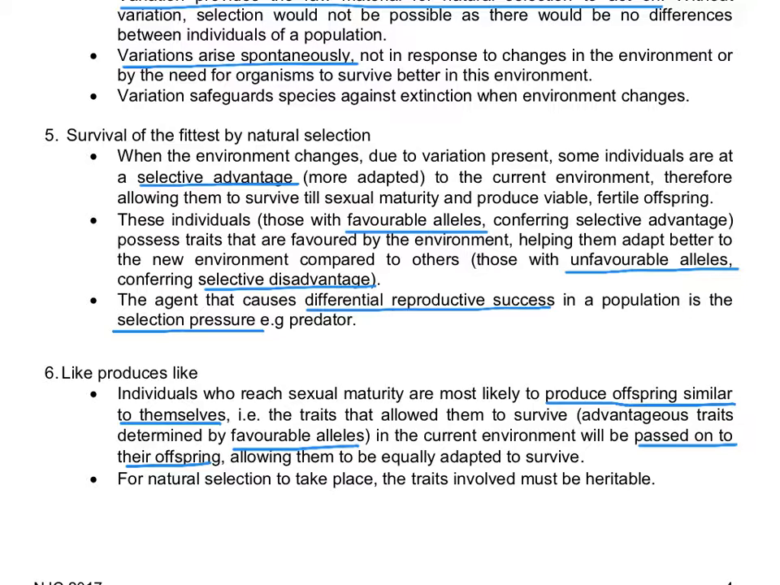So different kinds of selection pressure will result in some individuals being at a selective advantage, because they have favorable alleles that confer a certain phenotype that gives them a selective advantage, whereas others might have unfavorable alleles that confer a phenotype that does not put them at a selective advantage, so they are at a selective disadvantage. And as a result, you will have differential reproductive success.